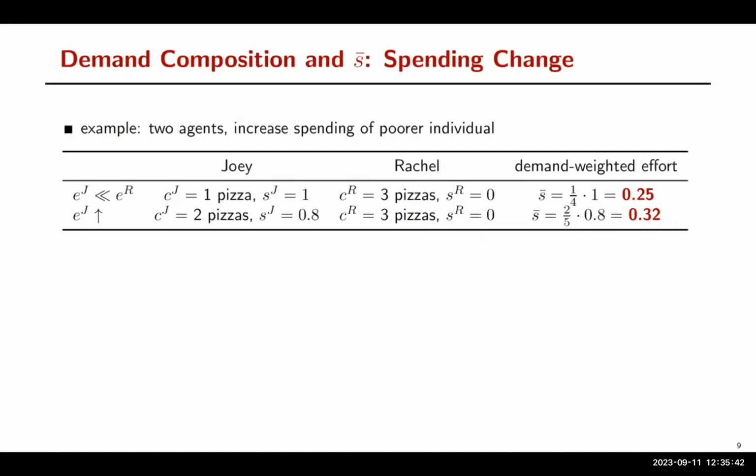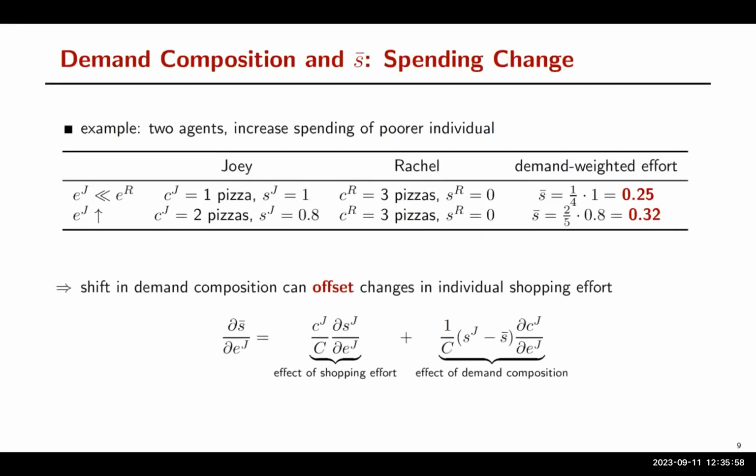Okay. So what this model gives you is that you break the link between everybody's individual search effort and how that responds to shocks, and how the average search effort in the economy responds to shocks, because you can have these shifts in the composition of demand. That's what's accounting for the increase in the demand-weighted search effort.